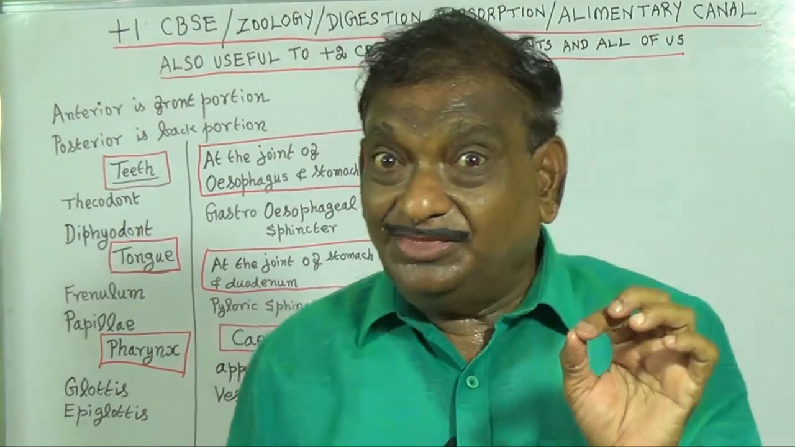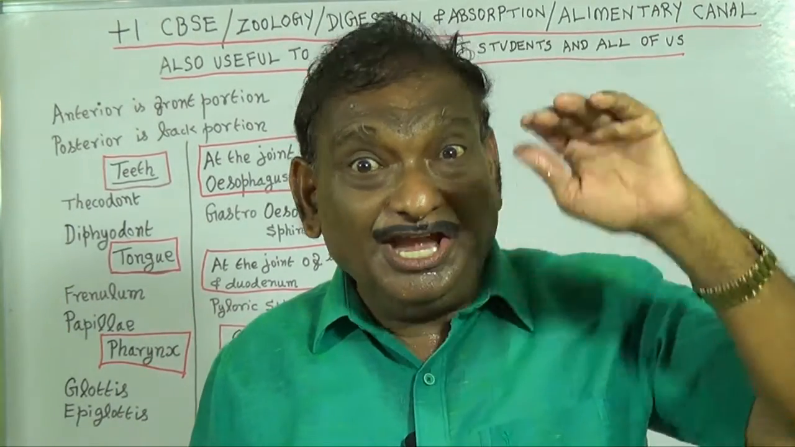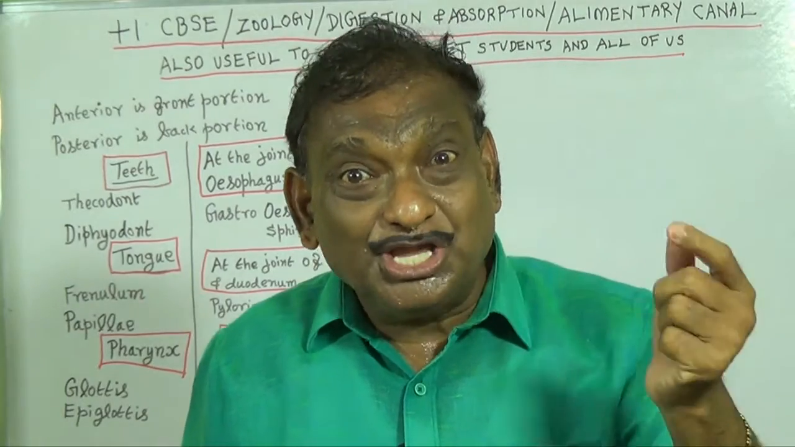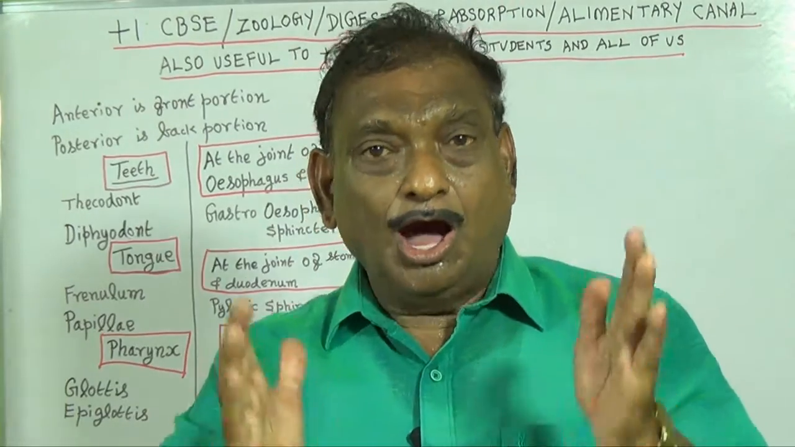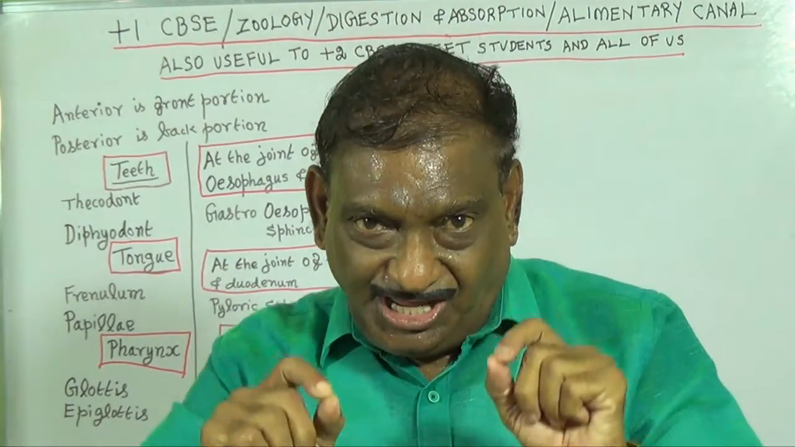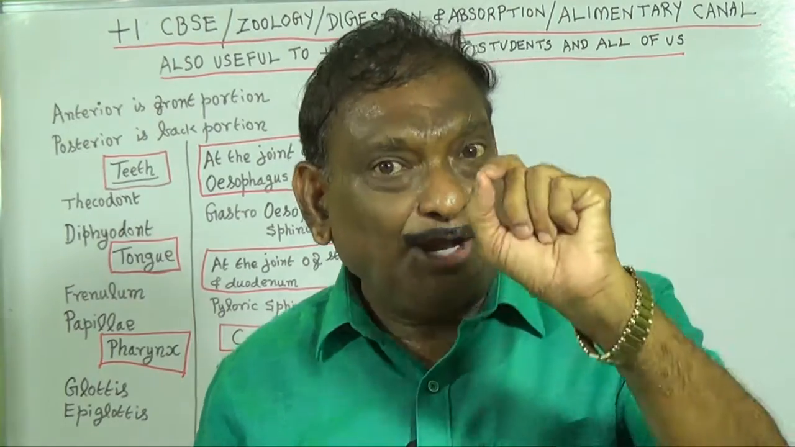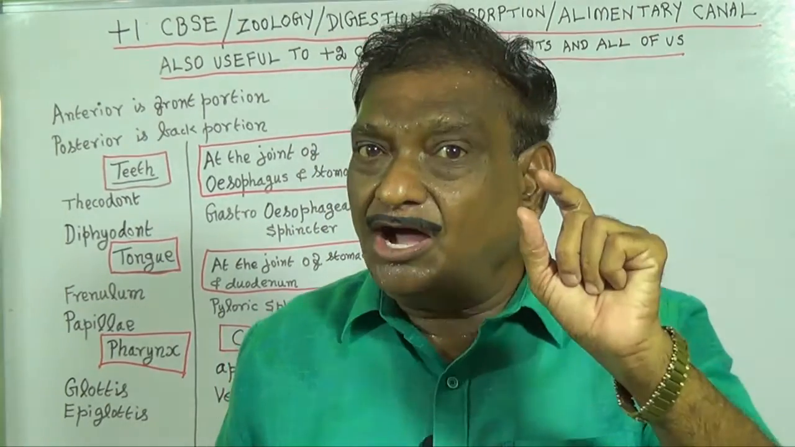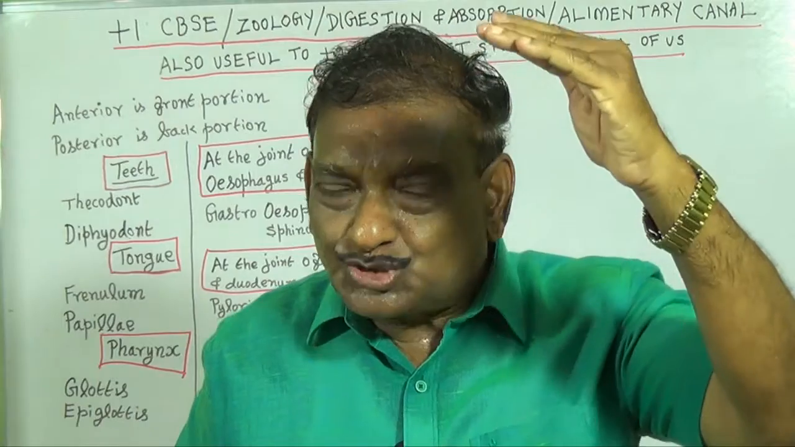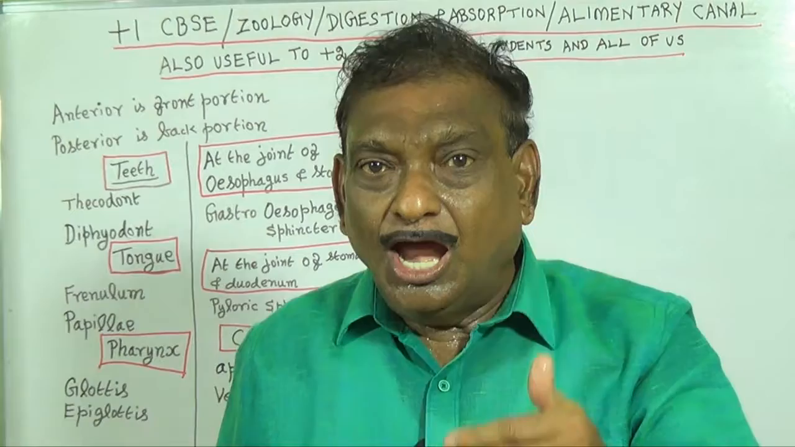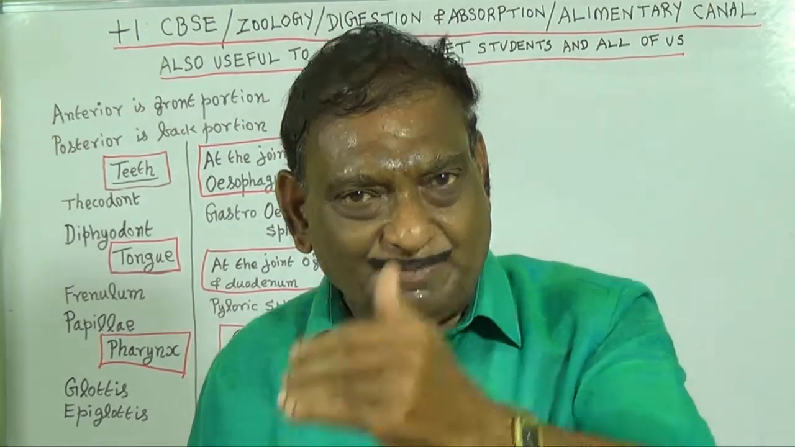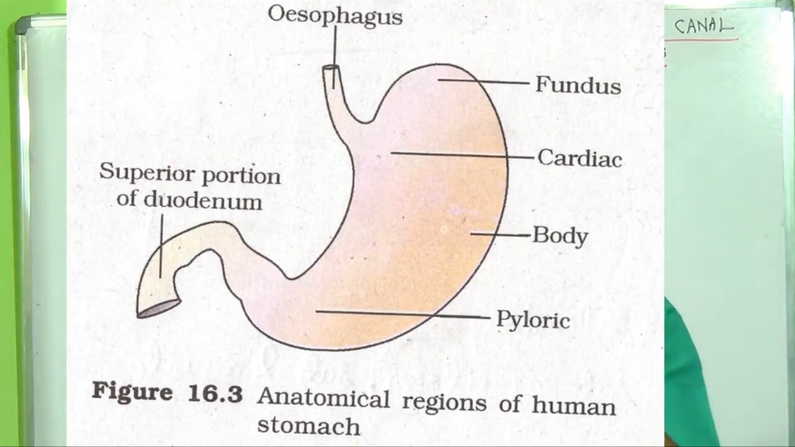In the stomach, there are 4 regions. We have already discussed at the starting of this video. What are they? They are cardiac, fundic, body and the pyloric. The cardiac is the first portion of the stomach. The esophagus opens into the cardiac portion of the stomach. You can see the diagram of analytical regions of human stomach.